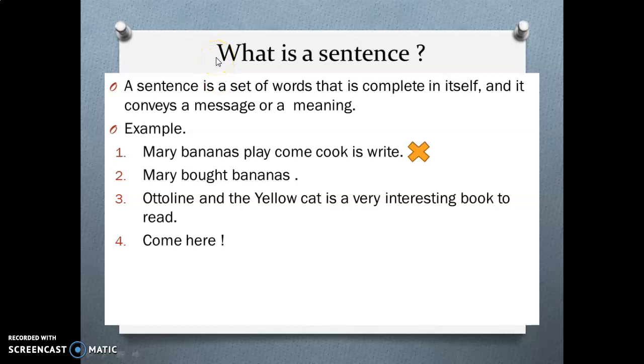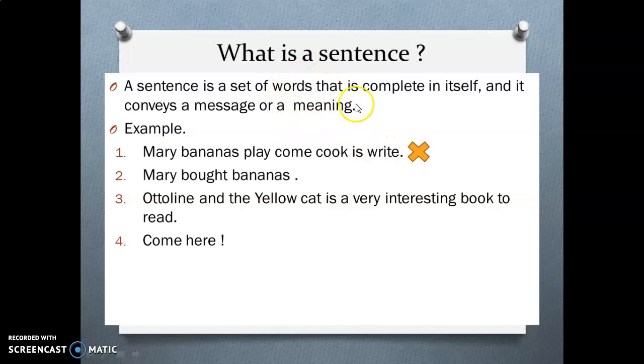First, what is a sentence? A sentence is a set of words that is complete in itself and it conveys a message or a meaning. For example, number 1. Mary, bananas, play, come, cook, is, right. Well, this is a set of words. But what are they saying? What do you understand by all these words together?